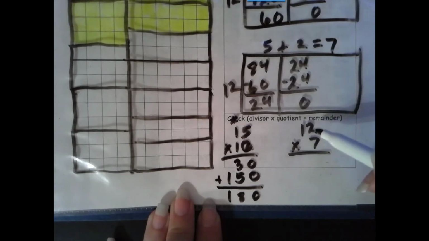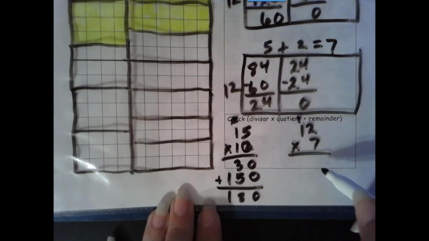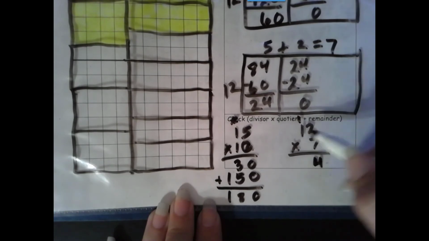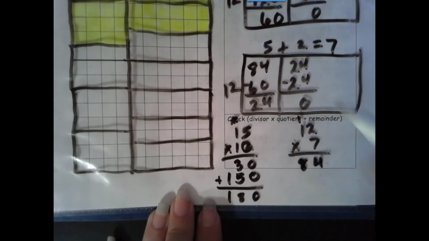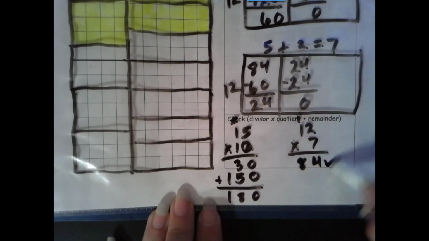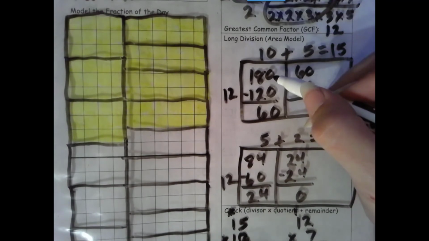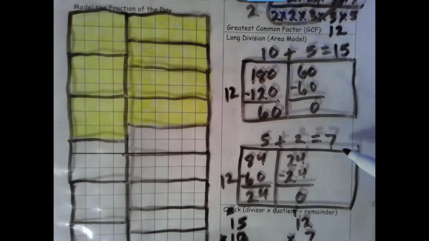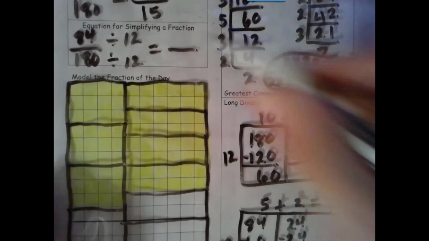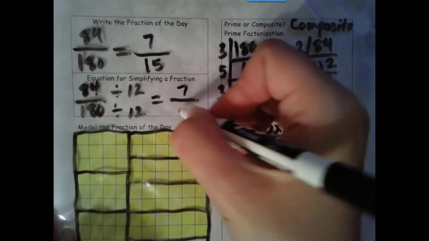Here, instead of writing it as 7 times 12, I can use the commutative property of multiplication. 7 groups of 12 is 14. 7 groups of 10 is 7 tenths, plus 1 more is 8. So 84, that matches my dividend, check. 180, that matches my dividend, so check. So my numerator is definitely 7, and my denominator is definitely 15.